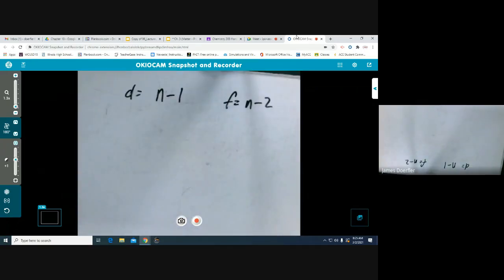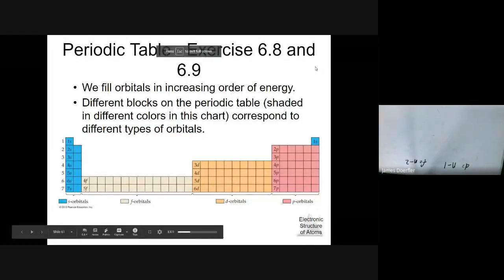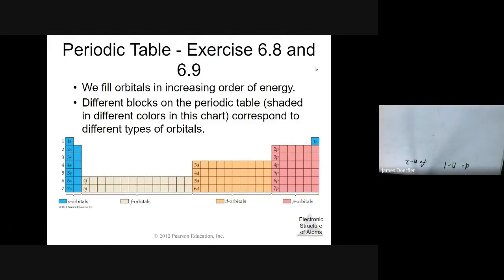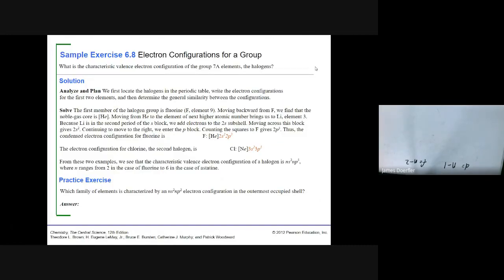All right. So back to the notes here. So we fill orbitals in increasing order of energy. Different blocks in the periodic table are shaded. We've already done that. Let's look at this question. Now, this is a little different type of question. It's a good question, though. It says, what is the characteristic valence electron configuration of elements in group 7A, which is the halogens?